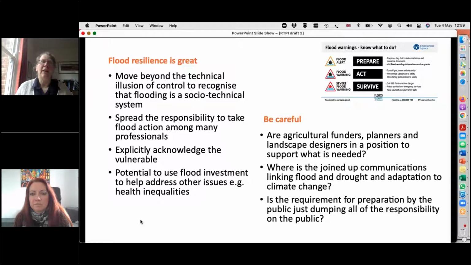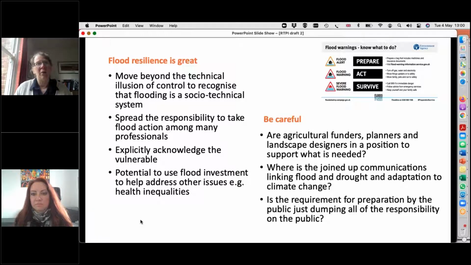It does explicitly acknowledge that there are vulnerable people and we need to pay attention to the vulnerable people. And there is potential to use flood investment to help address other issues such as health inequalities. So those are really good features. However, there are also things that we need to watch out for and be careful about.